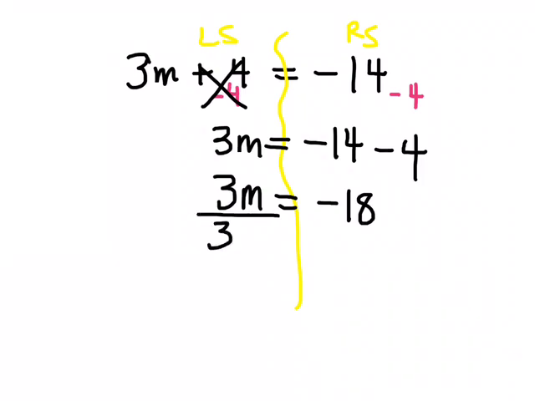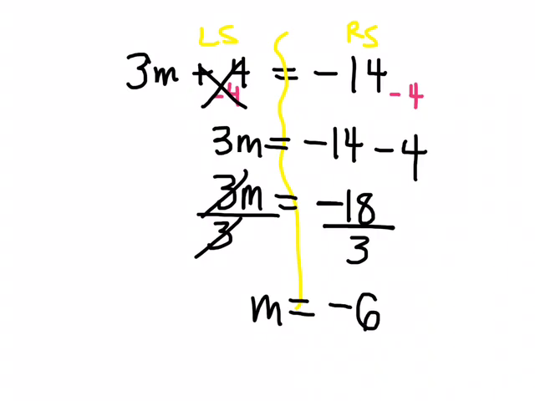I need to divide the number by itself to reduce it to 1. Whatever I do to the left side, we must do to the right side. So m is equal to negative 18 divided by a positive 3. What's a negative divided by a positive? Negative. Good. So 18 divided by 3 is 6.